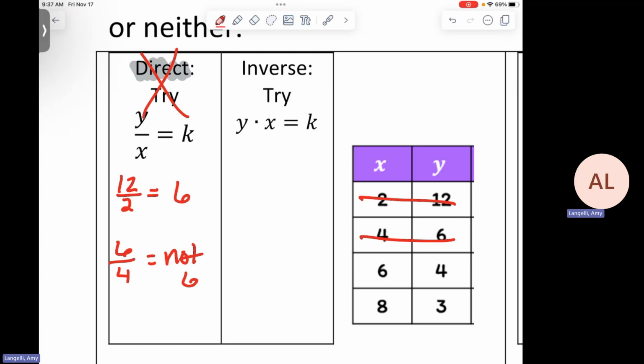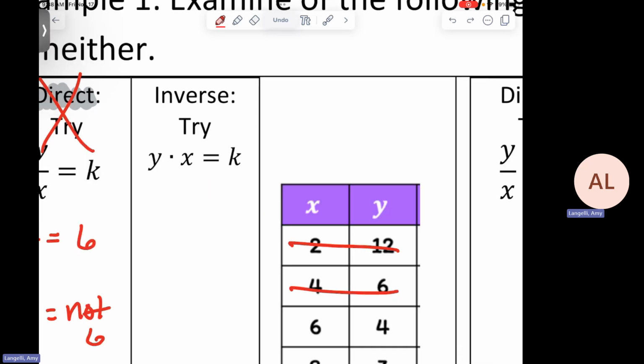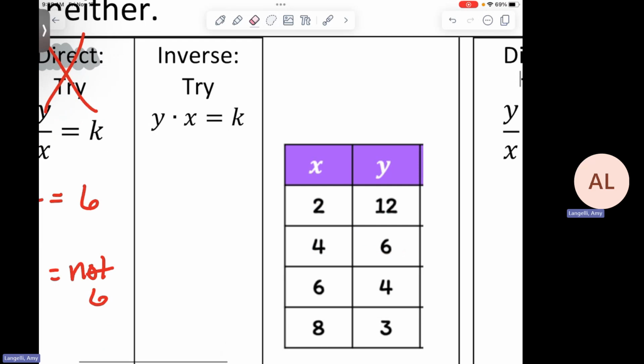Let's try inverse. Now, again, that equation might look kind of weird to you for inverse, but if I asked you to get y by itself, what would you do with x? You would divide by x, yeah. So you can see the equations there. I just isolated k. Okay, so let's do that for all of these numbers. So let's try the first y times the first x. What do we get?